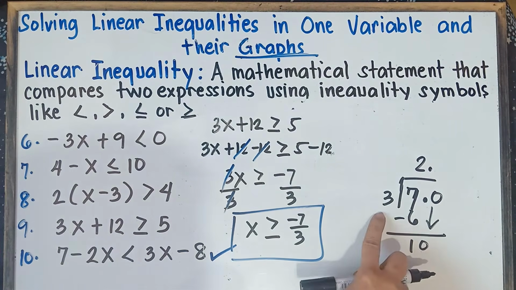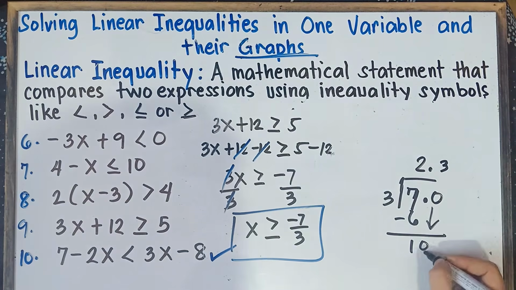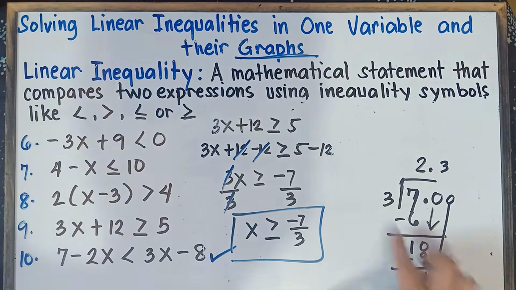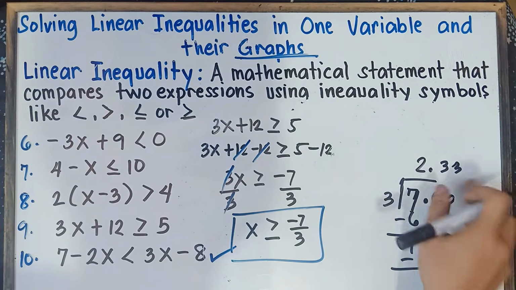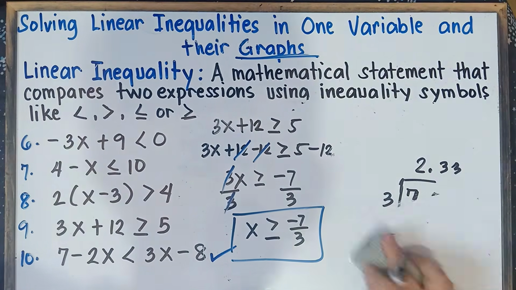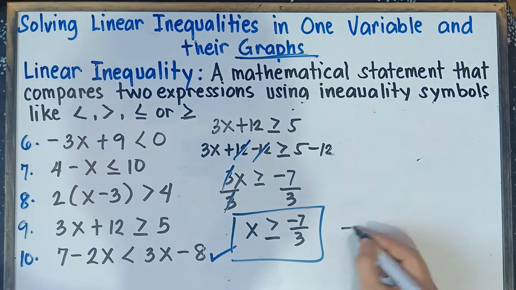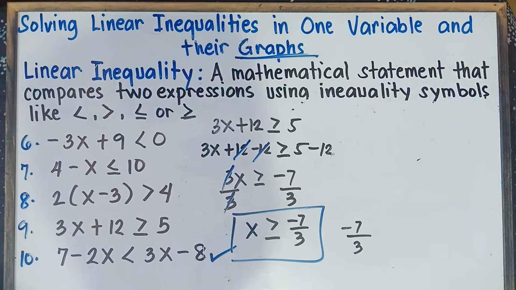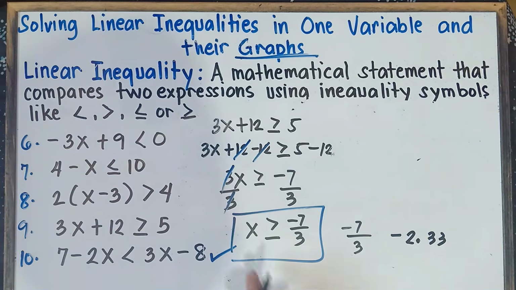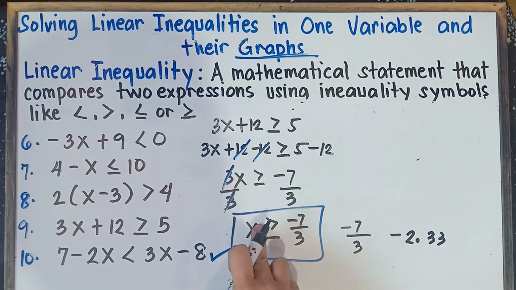So 10 divided by 3 is 3. 3 times 3 is 9. Subtract. 10 minus 9 is 1. Bring down another 0. And then 10 divided by 3, that would be 3. And then 3 times 3, that would be 9. And then it will be repeating. So therefore, that would be 2.33. Once again, class, negative 7 over 3 is approximately negative 2.33. So therefore, class, the x value would be greater than or equal to negative 2.33.